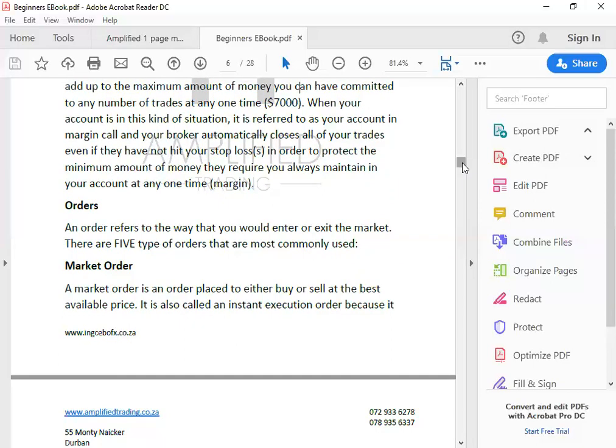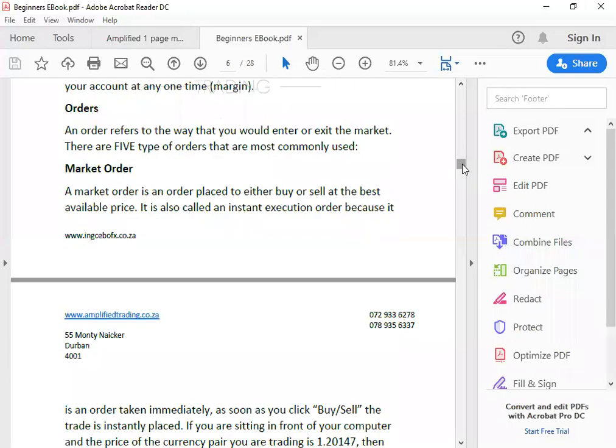Okay. Now, there are different types of orders that you can enter or exit the market with, right? Typically, we'll just say five of the most commonly used ones. A market order is, let's say we're looking at the USDJPY, the dollar versus the Japanese yen, and it's called an instant execution because once we look at that market and decide right there and then, we click buy or we click sell, then the trade is executed immediately.